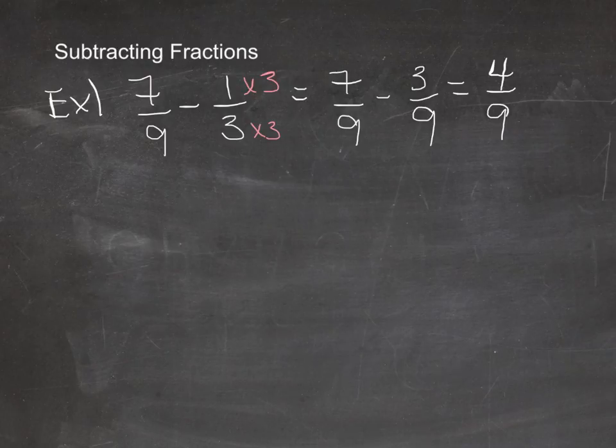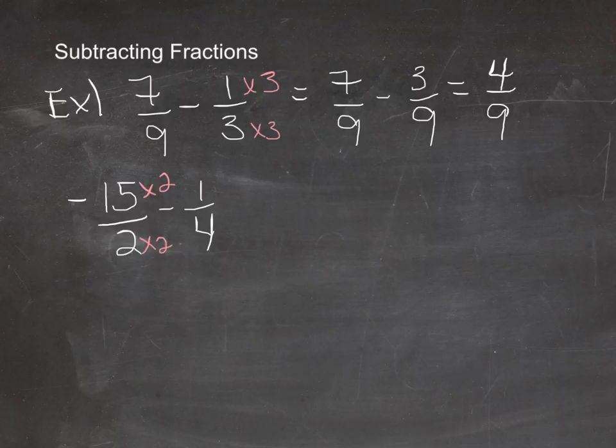Okay, this next one, if I have negative 15/2 minus 1/4. Okay, again, don't worry about all the negatives in there, just look for a common denominator. So if I multiply the first fraction by 2 on the top and the bottom, I'll get my common denominator of 4. So I have negative 30 over 4 minus 1 over 4.